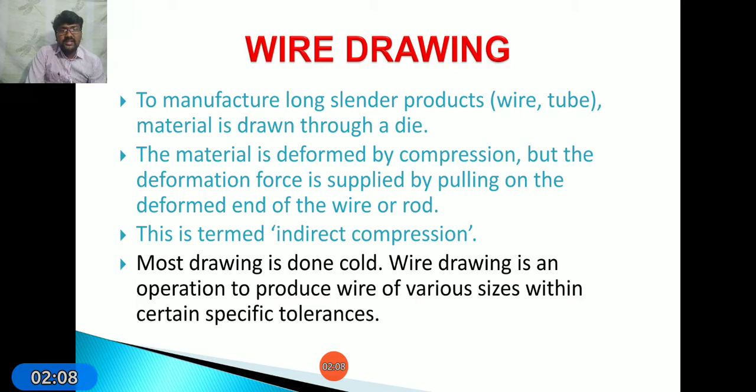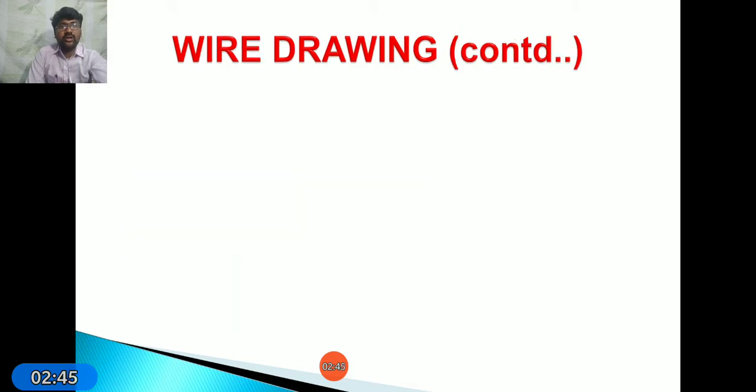Wire drawing is an operation to produce wire of various sizes with specific tolerances. It is mainly used in gold for making chains. For that, a small billet is converted into thin wires by passing it between dies of different sizes. By that, we convert a large diameter rod into a thin, small diameter wire, which is known as the wire drawing process.